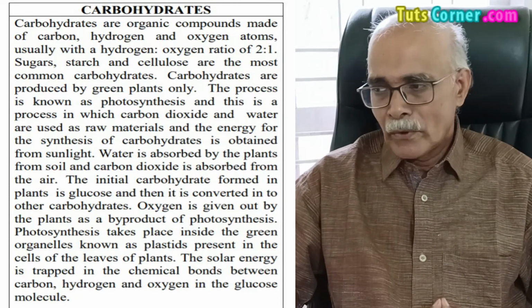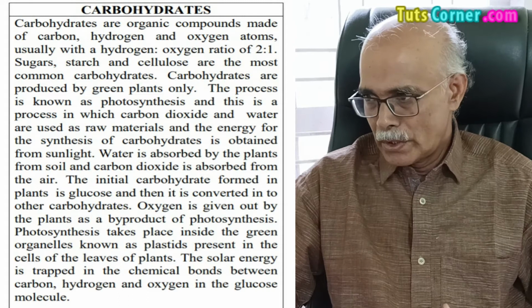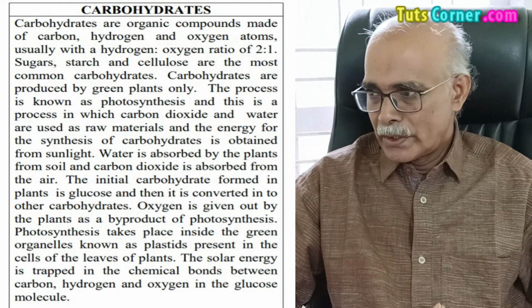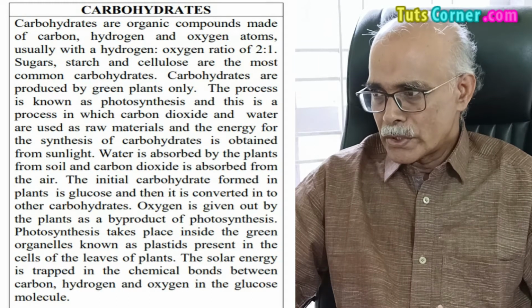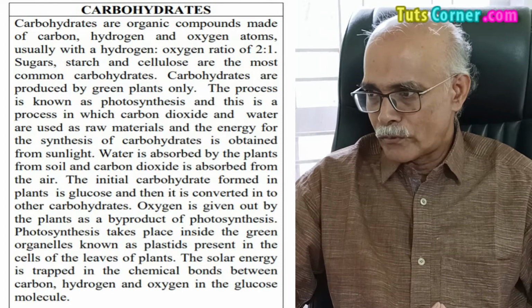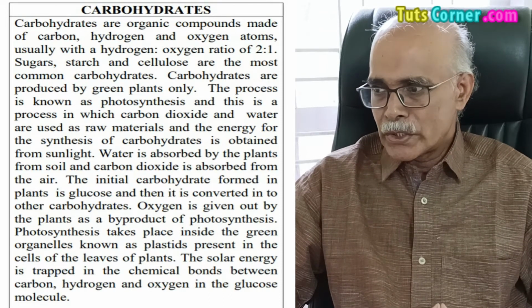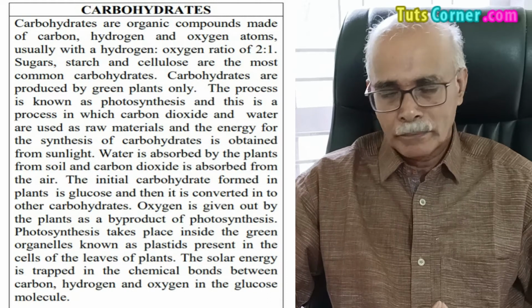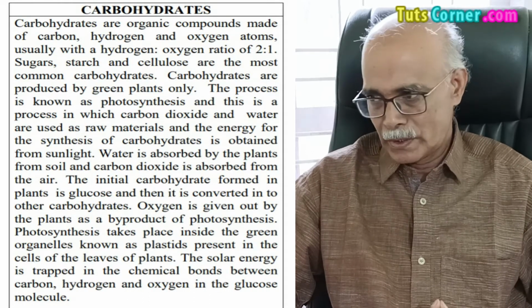The initial carbohydrate formed in plants is glucose, and then it is converted into other carbohydrates. Oxygen is given out by the plants as a byproduct of photosynthesis. Photosynthesis takes place inside the green organelles known as plastids present in the cells of the leaves of plants.